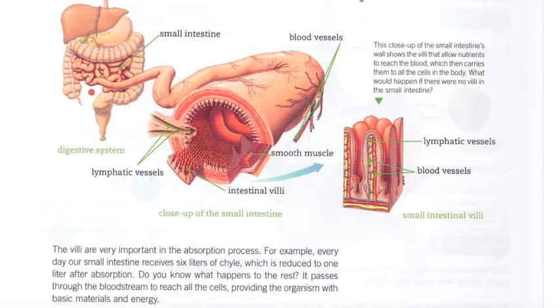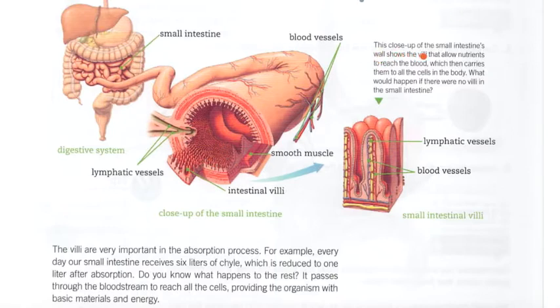So here's the small intestine. This is the digestive system. So let's see, this is a portion of that small intestine, and there are blood vessels. Remember, we saw these blood vessel veins, right? So they have lymphatic vessels here and intestinal villi. These are the hairs that help absorb the food that you eat.